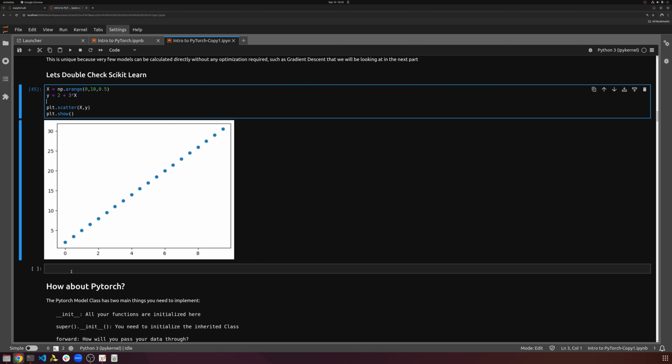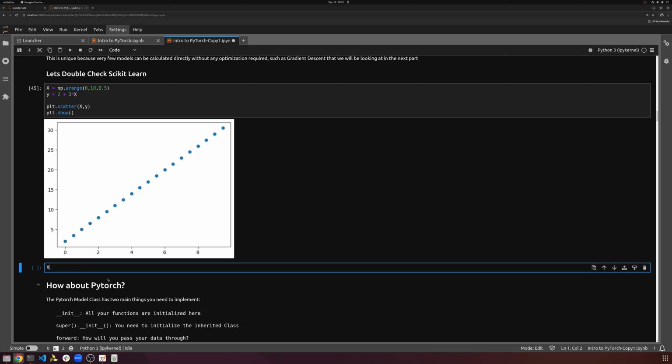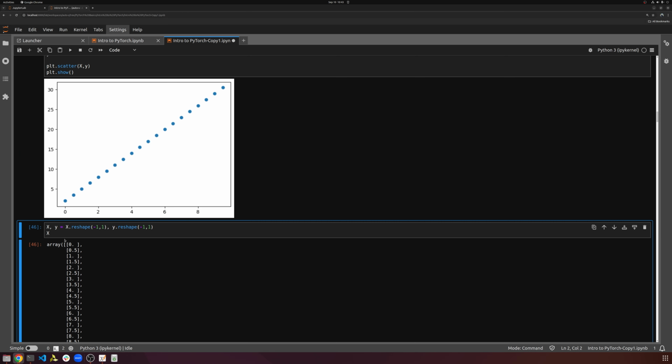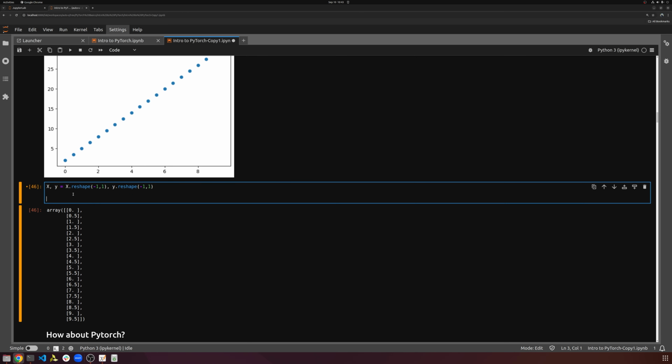But what we want to do is make sure we can fit a model and get the same result, right? So what we're going to do is x = x.reshape(-1, 1), y = y.reshape(-1, 1). This way, instead of just being a vector of numbers, it'll look kind of like this, just a column of numbers. That's how I prefer it. I don't think it actually matters, but it's fine.